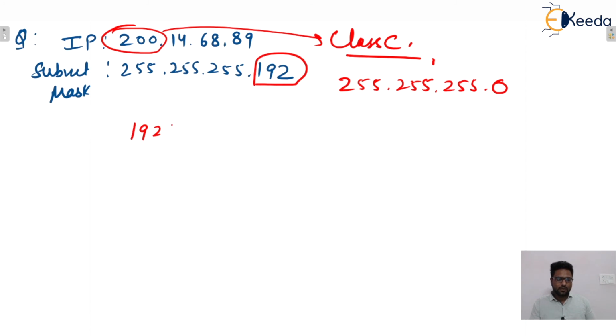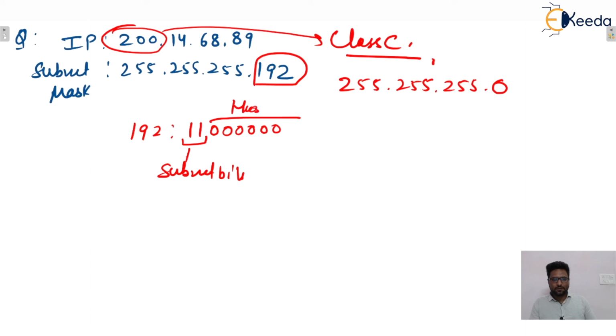Now you only tell me, yes, so subnet bits are 192. Yes, 192 can be written like that or not? 11 and all zeros. Yes or no? Now you know in these, two are the subnet bits and these 6 bits are the host bits, isn't it? So now in the given IP, 89 can be written like that. Yes or no?